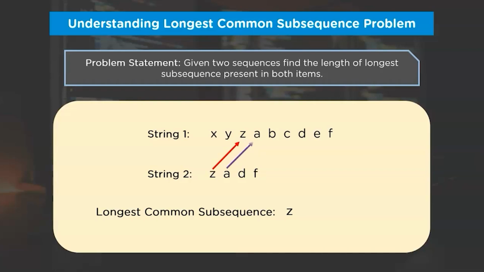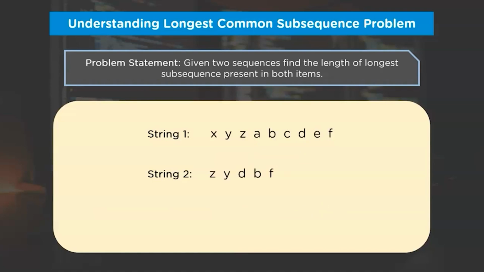The next character in our sequence is A, and we have A in string 1 as well. Hence, we'll include A in our longest common subsequence. The next character in string 2 is D, and we have found a match for D in string 1 as well. Hence, we'll include it in our longest common subsequence. The final character in string 2 is F, and we have found F in string 1 as well. Hence, we'll also include it in our longest common subsequence. Finally, the longest common subsequence for string 1 and string 2 will be ZADF.